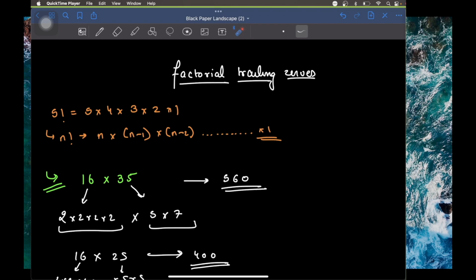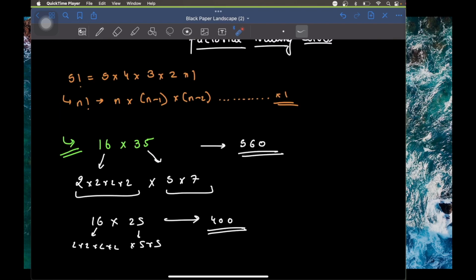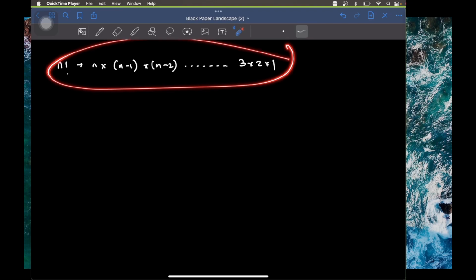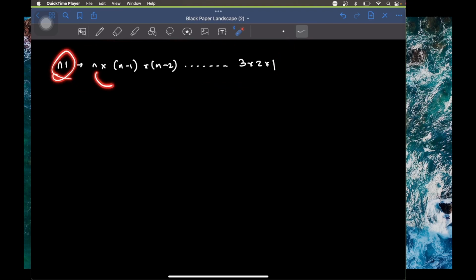How can we do something efficient? So let's see. Now inside n factorial, you have something like n into n minus 1 into n minus 2, so on and so forth, 3 into 2 into 1. If somehow you know that in n factorial all these numbers are going to participate, n, n minus 1, n minus 2, so on and so forth. All these numbers are going to participate, right?